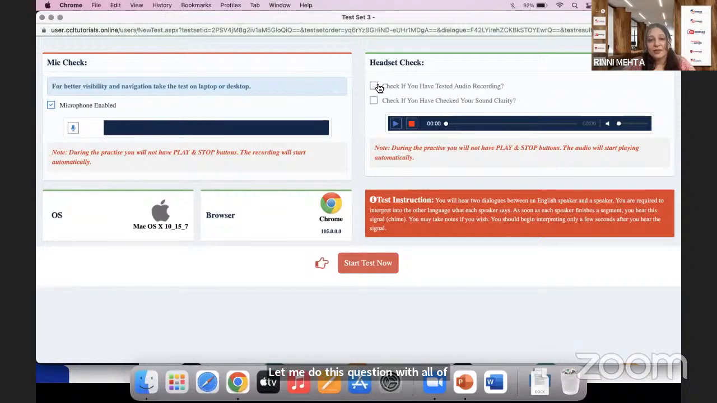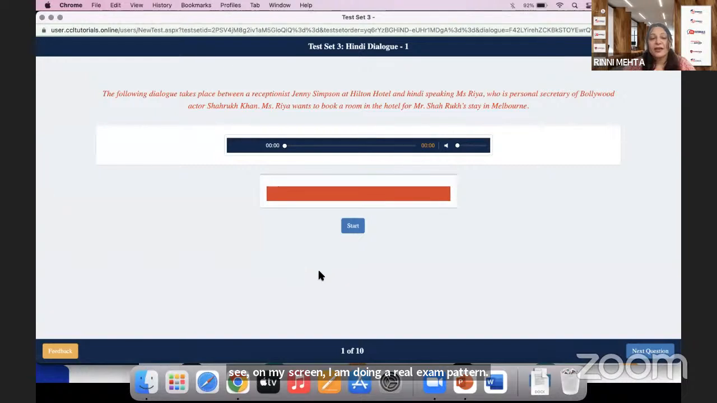As you can see on my screen, I am doing a real exam pattern mock test. This mock test gives you the idea of the buttons which will be there in your exam. There is nothing written on the exam, right? This is a Hindi and English conversation, but you can choose Punjabi, Tamil, or the language of your preference on our website. There's a button to choose language. If you choose Punjabi, the mock test will play in Punjabi and English. If you choose Nepali, it will play in Nepali and English. So this is a comfortable zone. This is just like the real exam.